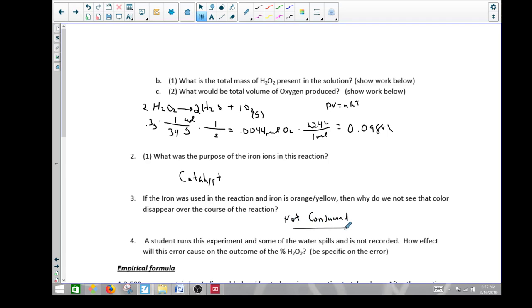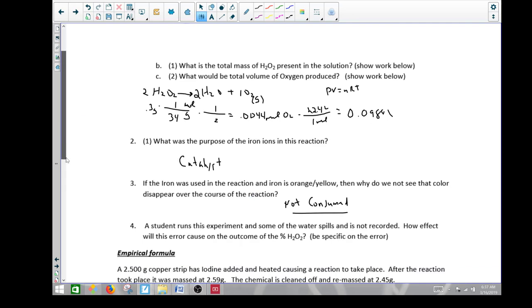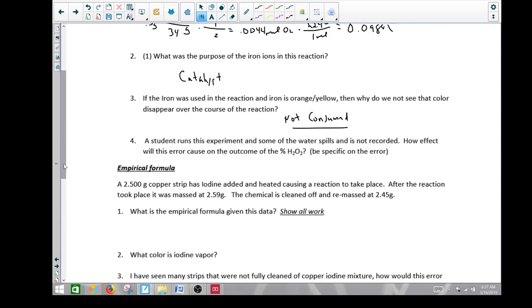A student runs this experiment and some water spills in and it's not recorded. What effect will this error cause on the outcome of the percent? Be specific on the error. One issue with this is sometimes kids will say, oh yeah, that's going to cause a problem. What we want to know is how it will affect the result, up or down. So in this case, how will it affect the outcome of the percent H2O2.